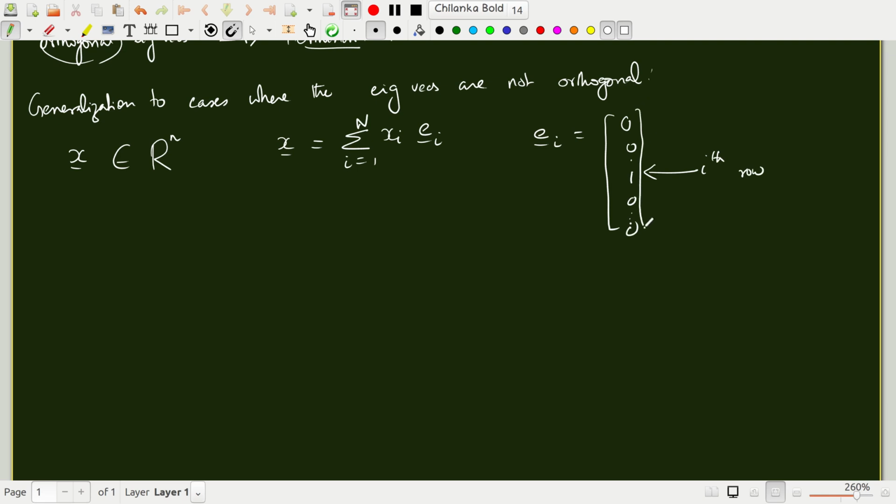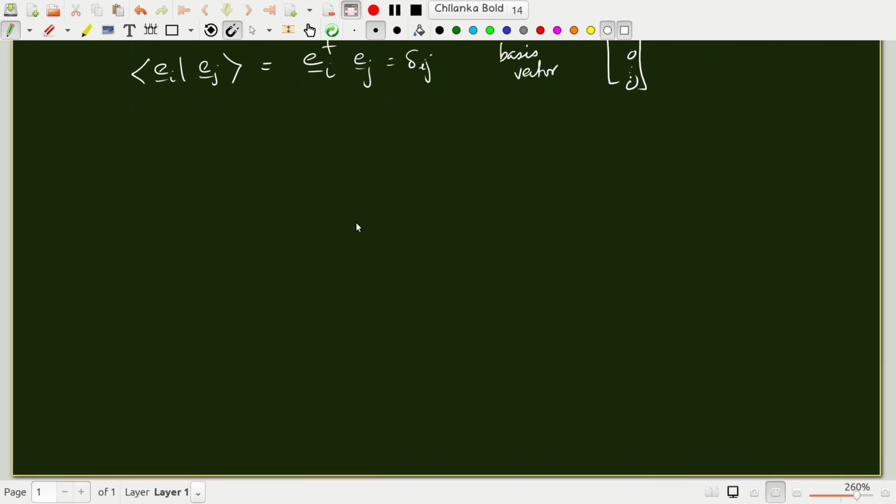Okay, this is the fundamental basis vector. So you have e1 up to en. This is an n-dimensional basis. It's an orthonormal basis. So the inner product e_i dagger e_j is delta ij. You can verify this very easily. Okay, this is one of the simplest bases that you can think of.